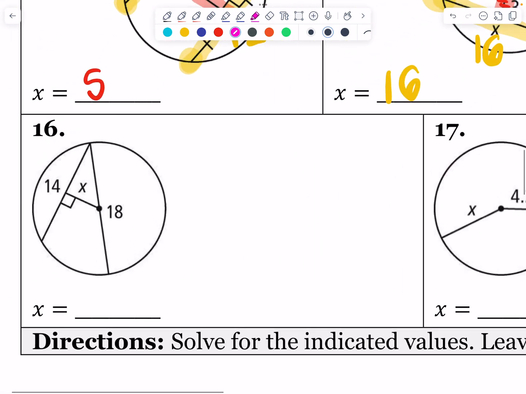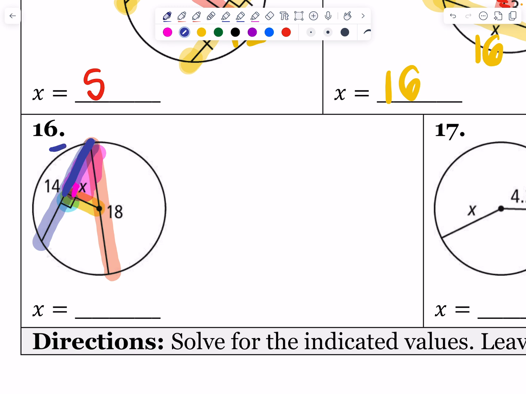Number 16, I've got another diameter. That whole thing is 18. This little piece is x. It's cut off at a right angle. There's my right angle. And then I also know that this whole thing is 14. So if that whole thing is 14, we're going to work with this little baby right triangle right here. This is a right triangle, so we're going to work with it. I know that this is a right angle. And so what we need are the smaller pieces. So what is just this amount from here to here?